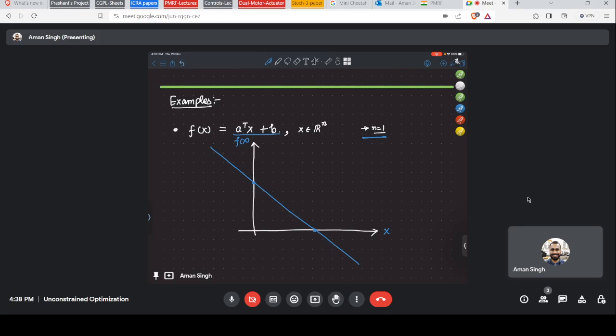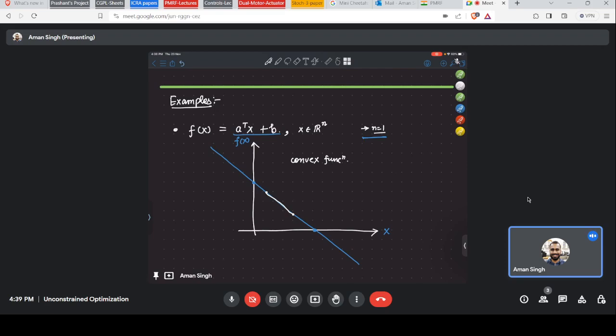Convex. Yeah, it is convex because if I take any 2 points and join the line, the value of the function and any point on the line is the same. So it satisfies the definition of convex functions. Yes, so it is a convex function.